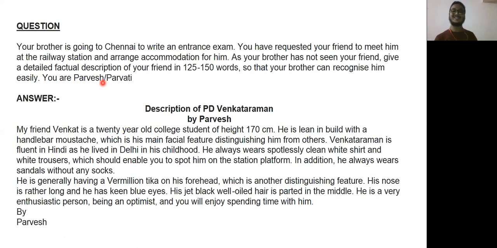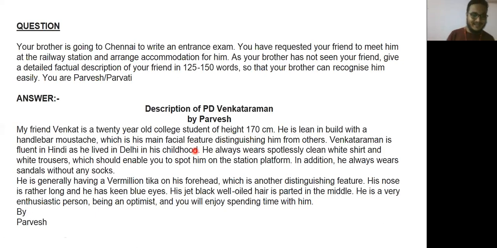So here, as per the question, your brother is going to Chennai to write an entrance exam. So you are going to write about your friend. The friend's name is Venkataram. So about the person who is going to visit, his name, and the person who is writing is Parvez. If you're Parvati, you can take it as female. My friend Venkat is a 20-year-old college student of height 170 cm. He's lean in build with a handlebar mustache, which is his main facial feature, distinguishing him from others.